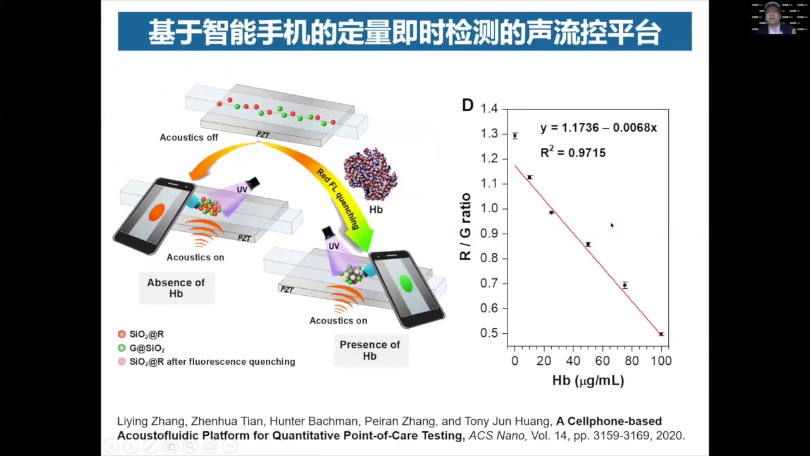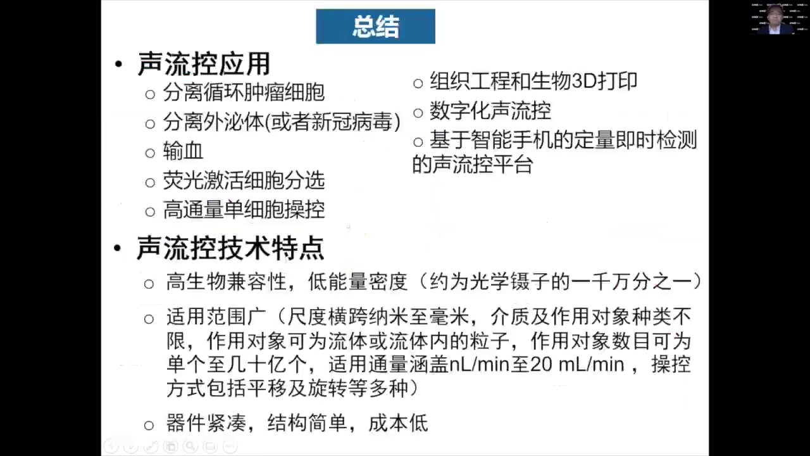We are very new in this field. We just integrated smartphones. So this is a very simple example. We show that we can use our acoustofluidic devices to concentrate nanoparticles and then improve the detection sensitivity. Then we enable smartphones to capture the data to do detection.